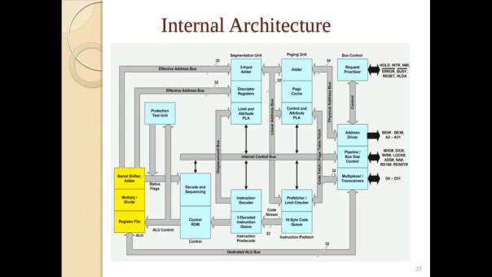If paging is enabled, then the paging unit will be active, and from that paging unit we will get the physical address. An instruction contains a logical address, which will be converted to a linear address by the segmentation unit. The linear address may be a physical address, or we need to convert it to the physical address if paging is enabled. So the paging unit will convert the linear address to the physical address if paging is enabled.